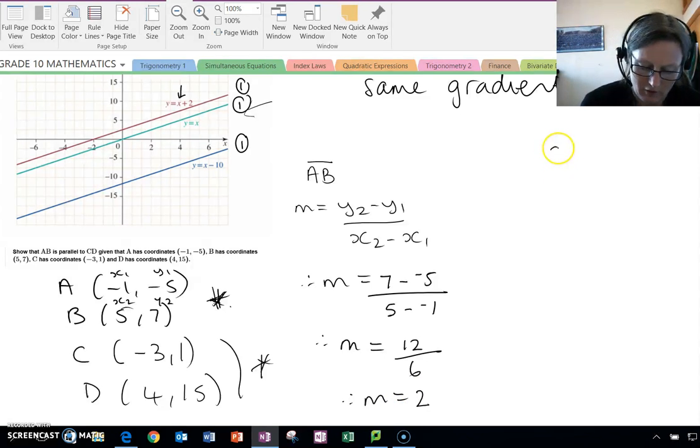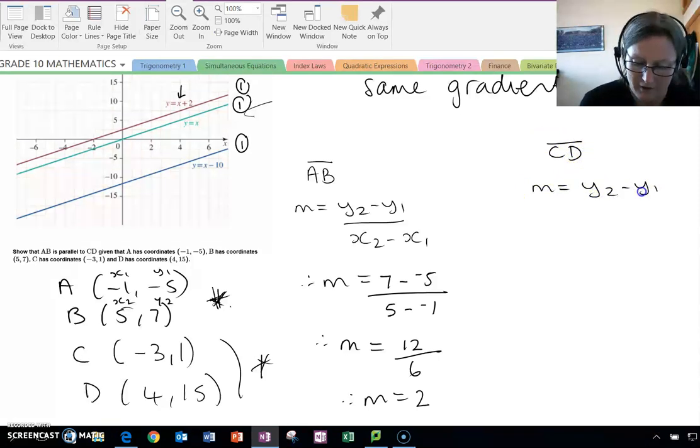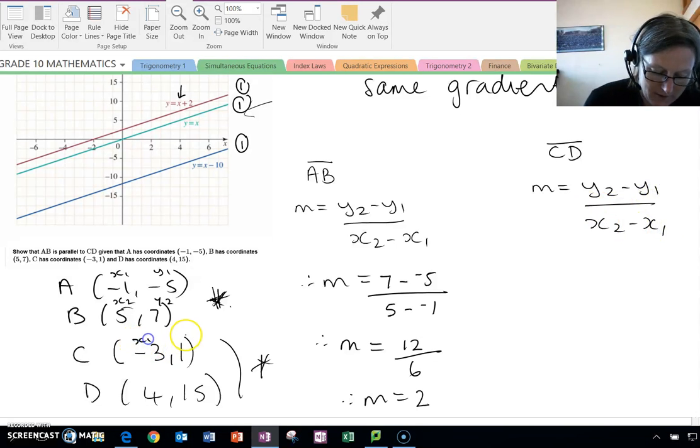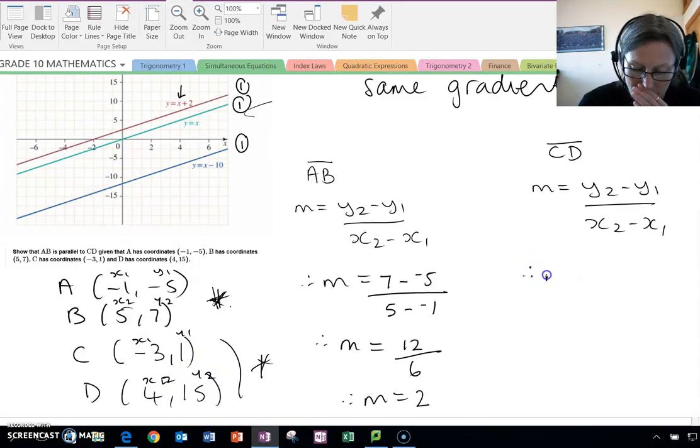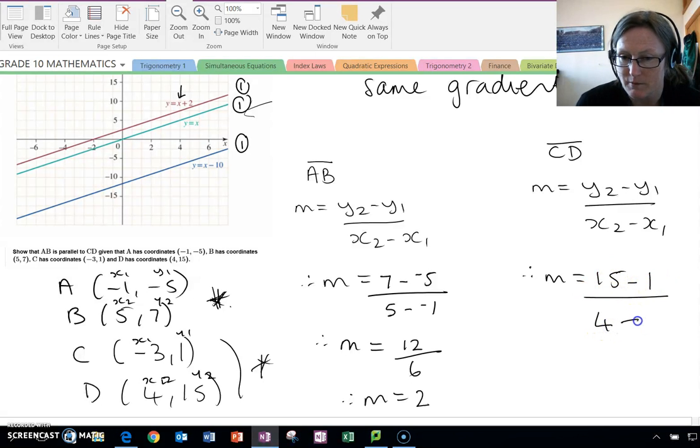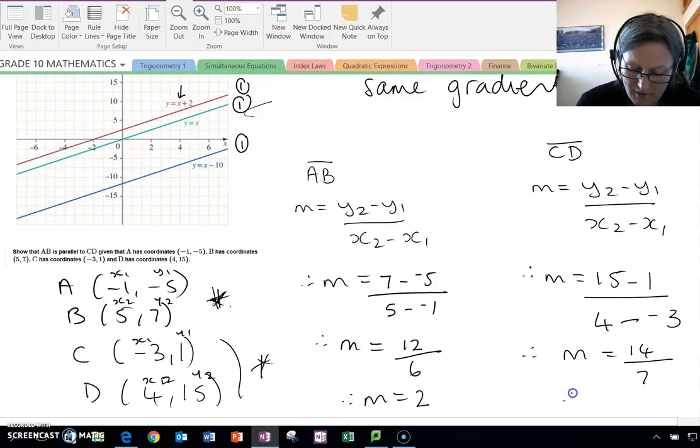Let's look at the gradient of the line joining CD. Again, we write down our gradient formula. We label the points x1, y1, x2, y2, and we substitute that into our formula. So y2 is 15, and we then subtract 1. x2 is 4, and we then subtract -3. 15 subtract 1 gives me 14. 4 subtract -3 gives me 7. That has a gradient of 2.